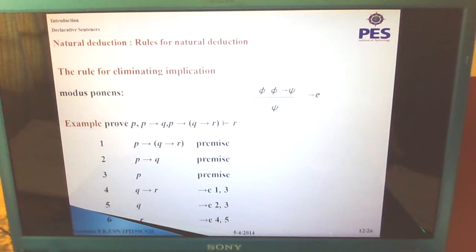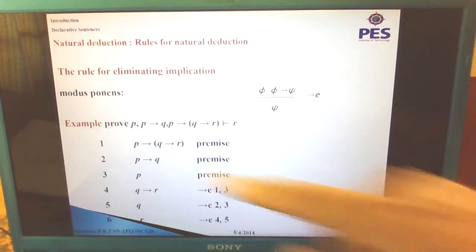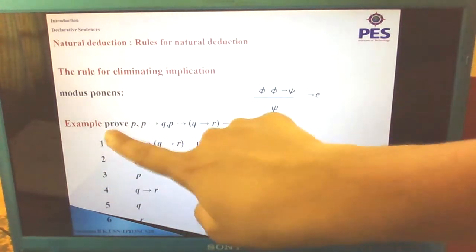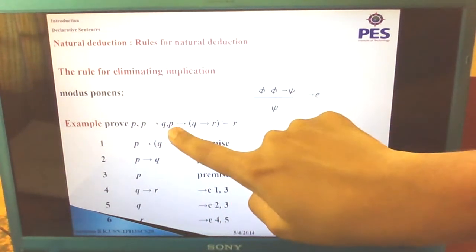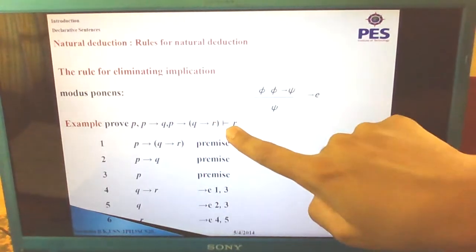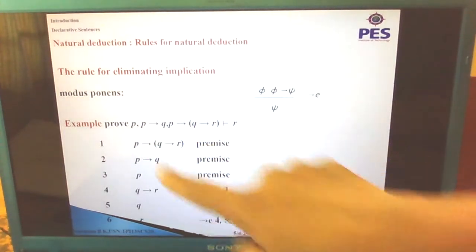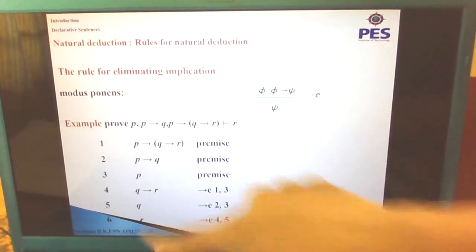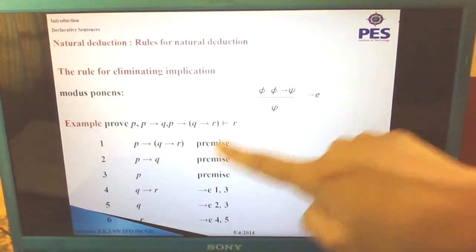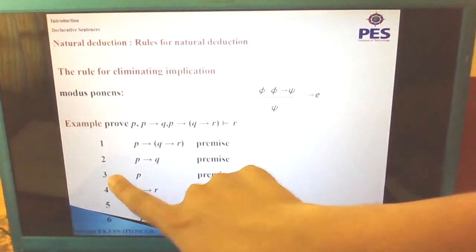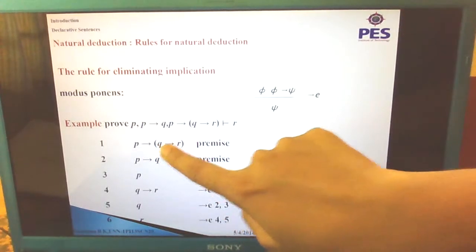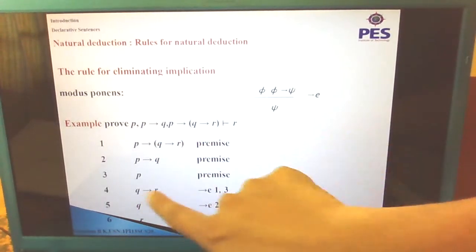Here we consider an example to prove that p, p implies q, and q implies r give r. These are the three premises given here. We have to conclude r. For that we use arrow elimination on line numbers 1 and 3, which gives rise to q.